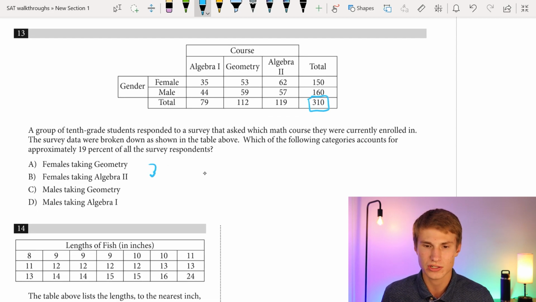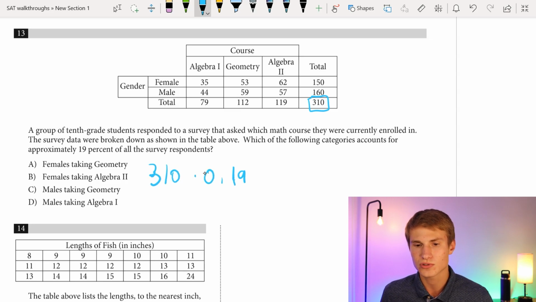So what I'm going to do is take my total number of survey respondents, 310, and multiply it by 0.19 to solve for the number of people I'm looking for in my table.